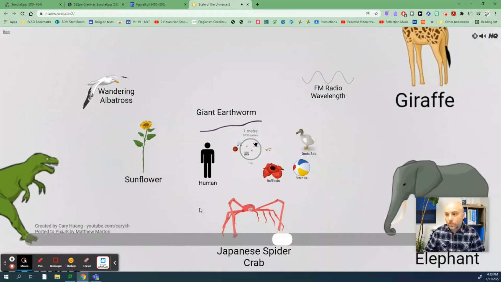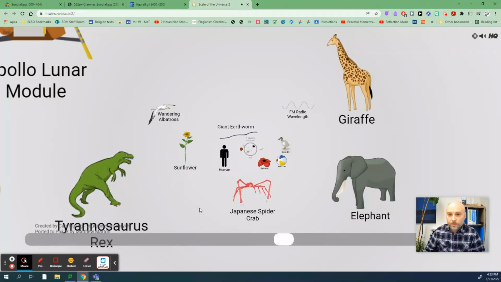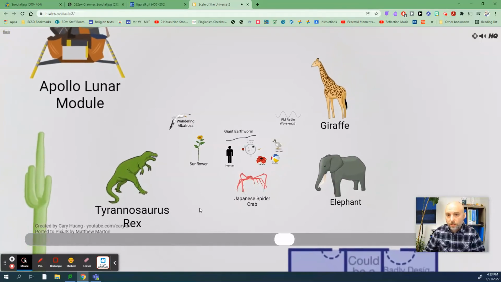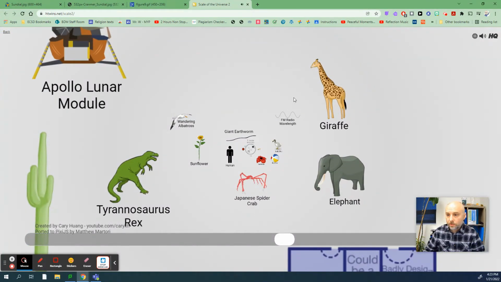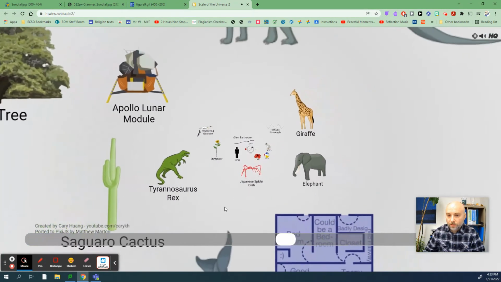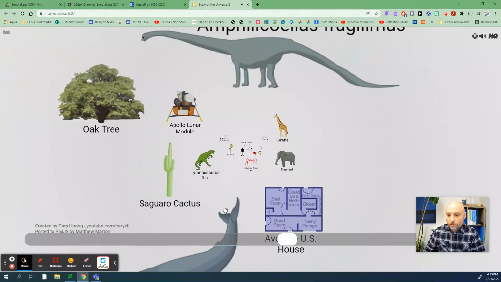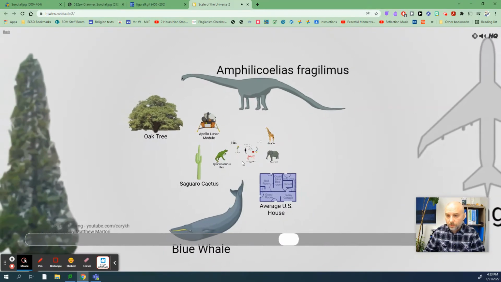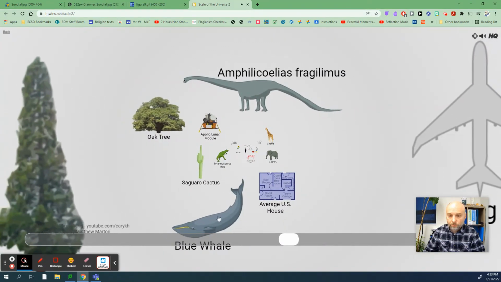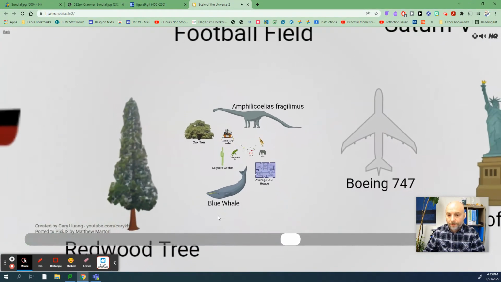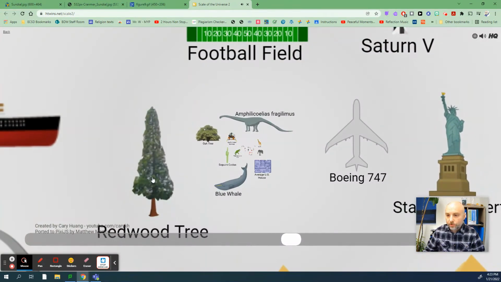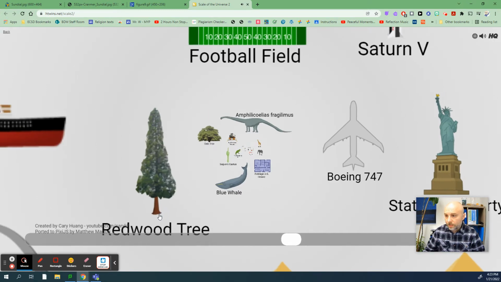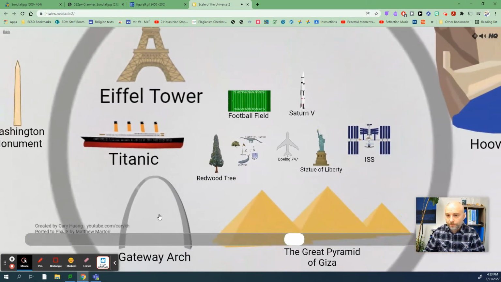And as we zoom out, we see how that human compares to different things like an elephant, a giraffe, a T-Rex. Here's the largest animal in the world, the blue whale, down here at the bottom. So you can see how small a human is compared to a blue whale. Redwood trees are giant trees that grow in California. If we were to take that little human being, they'd be really tiny next to the redwood tree.